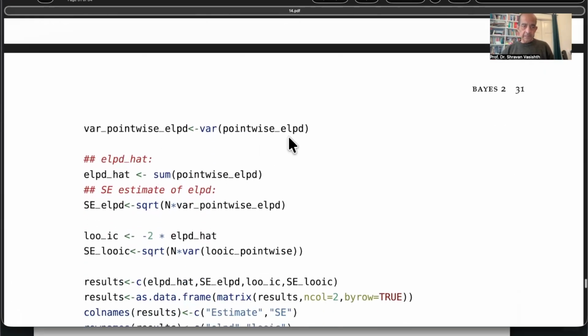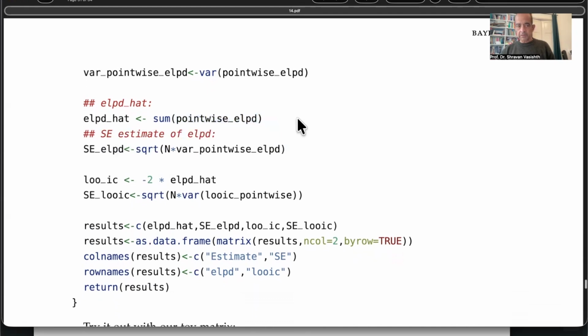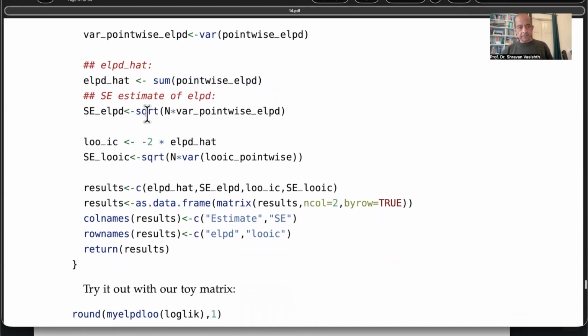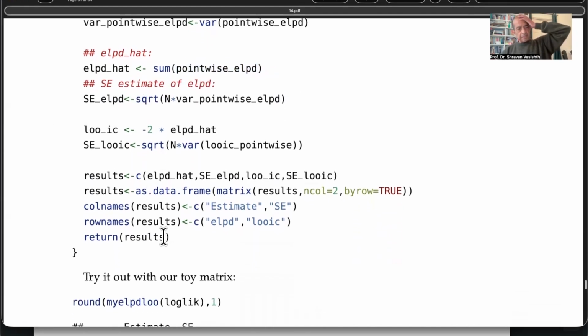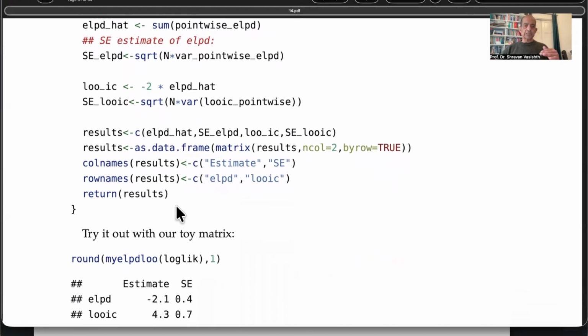And then the variance of the ELPD hats is computed just like before. And then the ELPD hat is the sum of the pointwise ELPD hats. Straightforward. And then the standard error is there too. Same thing for the ELPD. I won't repeat this because it's just kind of obvious. This is just some bookkeeping to return a result that looks similar to the ELPD function's.